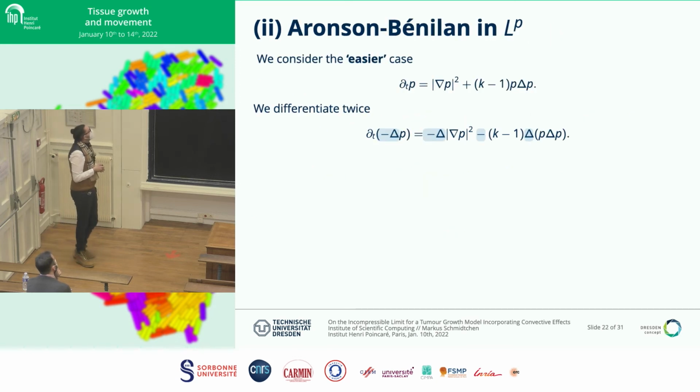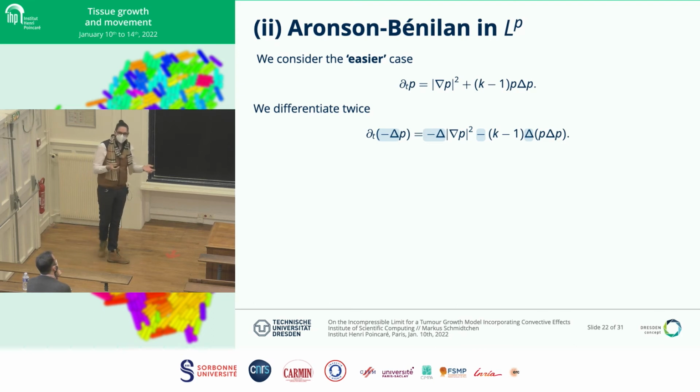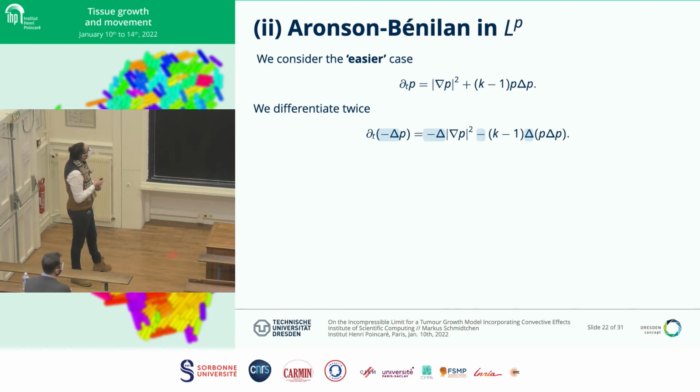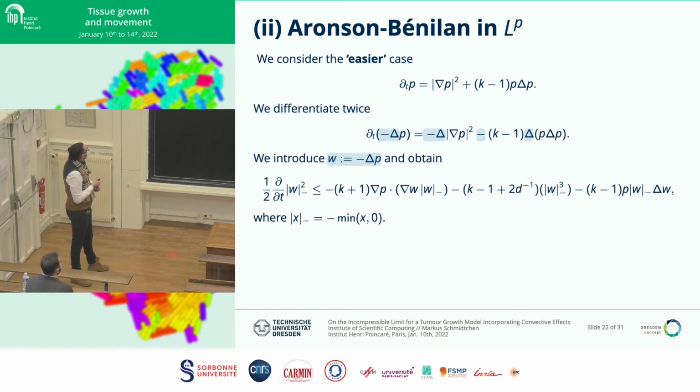The other thing that we need is this Aronson-Benilan type estimate. And so historically, the classical estimate uses a comparison argument, which in our case we don't want, because we have these drifts. I mean, we know what the comparison looks like. So instead, we take the equation, we differentiate it twice, so we pass to the Laplacian in the equation. And then we call W minus the Laplacian of the pressure. And then we obtain an equation for the negative part of the Laplacian.